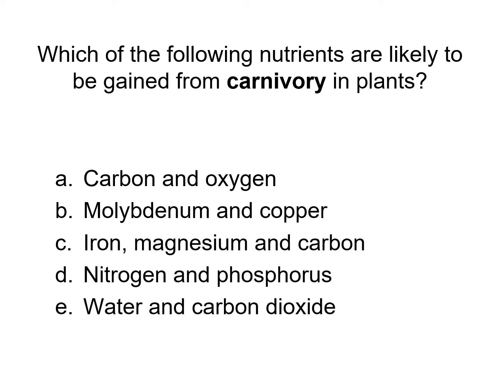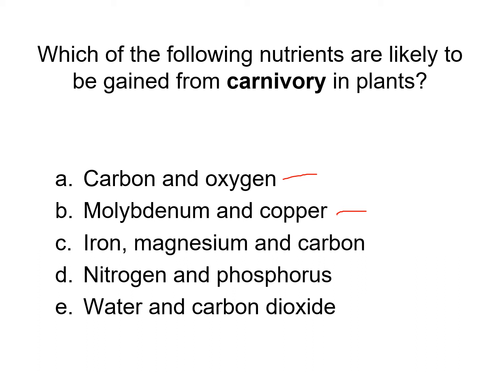So let's have a look at this, carbon and oxygen. So where do plants get carbon from? You remember all carnivorous plants are photosynthetic, so they're going to be getting carbon from carbon dioxide that they fix through photosynthesis. And oxygen is either going to be coming from carbon dioxide or from water. Molybdenum and copper, these are both micronutrients needed in small concentrations. So the chances of these being limiting in soils is fairly slim.